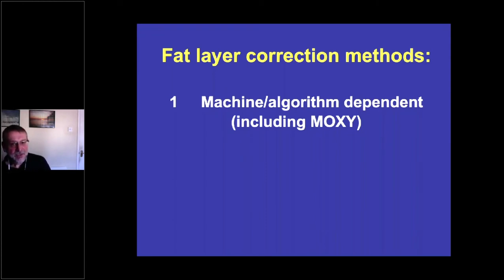First is a machine does the correction for you. I'm really interested in seeing Roger's talk later on, because that's essentially what the MOXIE does. Within its machine, its algorithm corrects for the fat. That's what it tries to do.